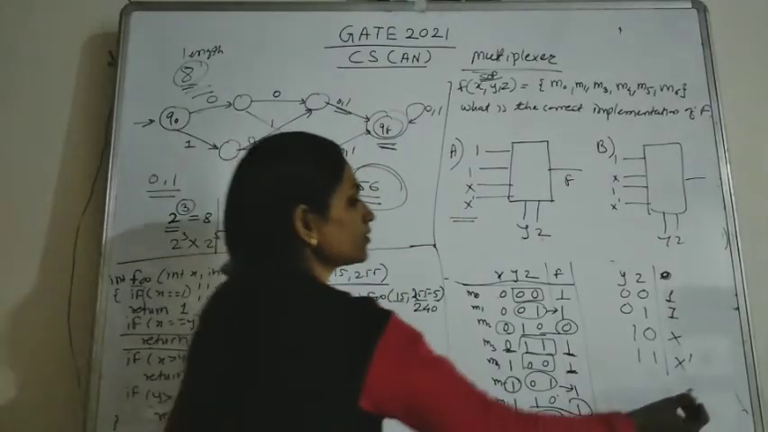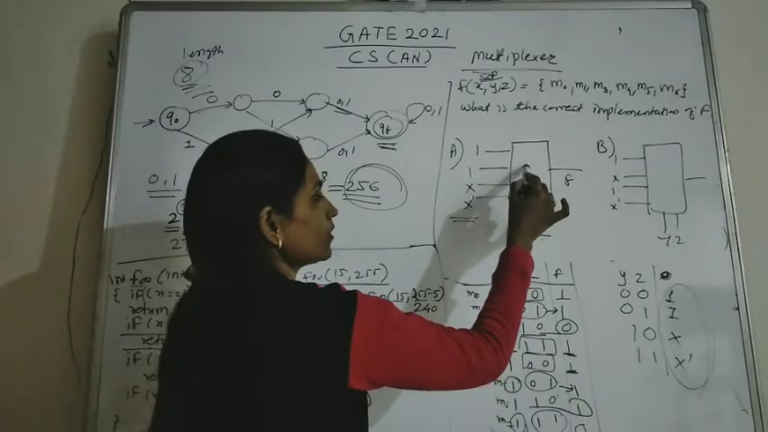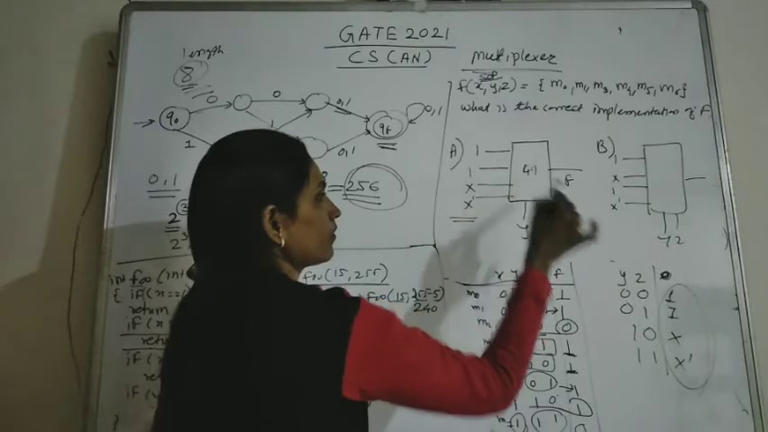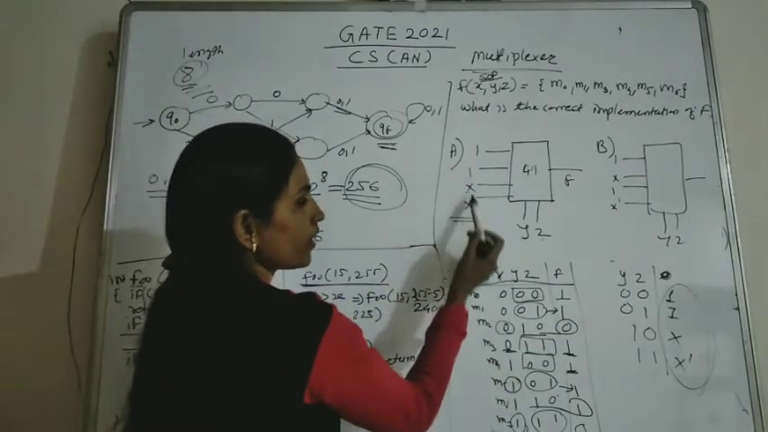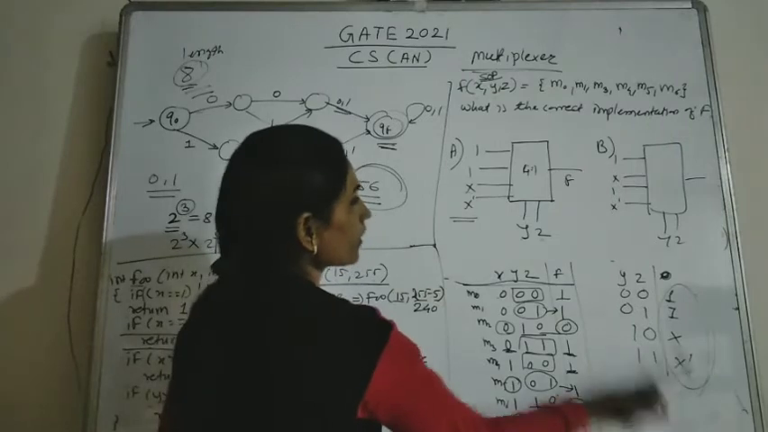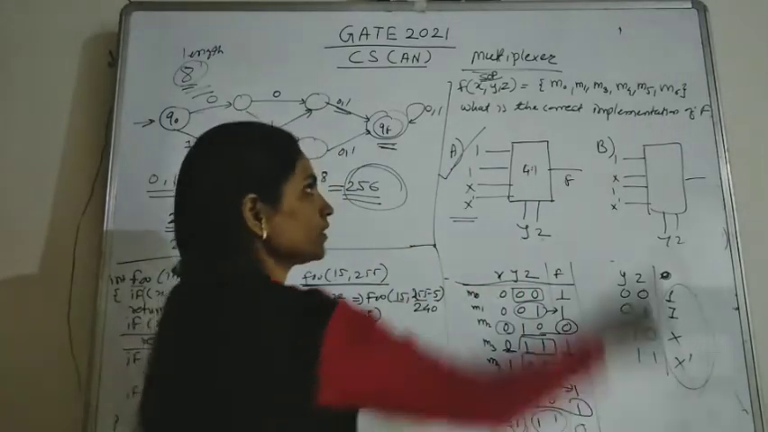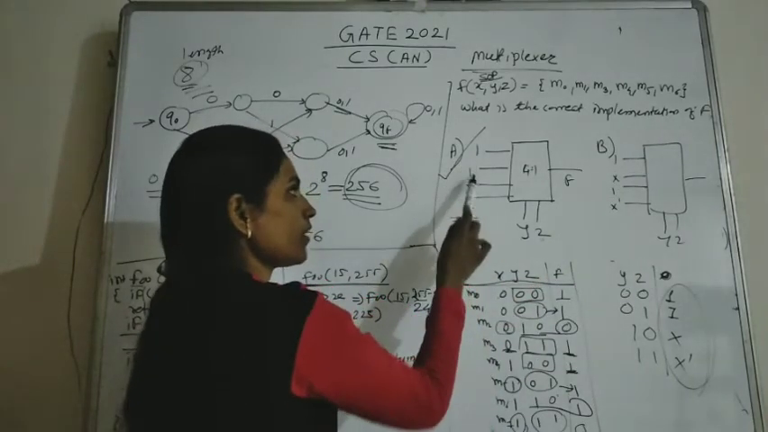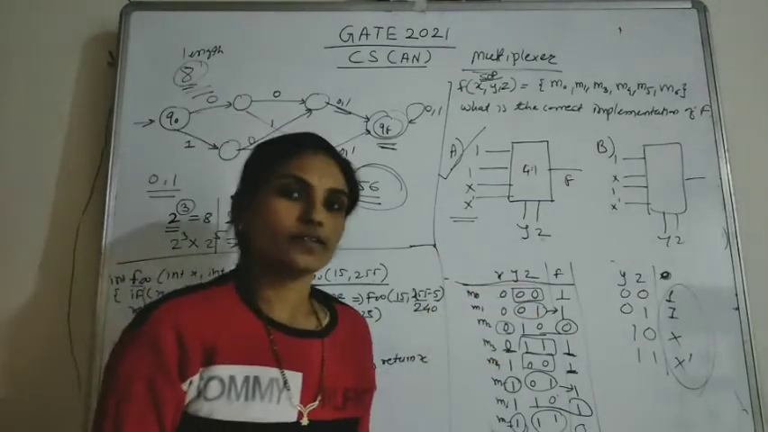Now, we can use these values to design the function f with the mux. The 4 inputs are 1, 1, x and x bar. So A is the correct answer. Like this we have different options, but the correct answer is 1, 1, x, x bar with the select lines y, z.